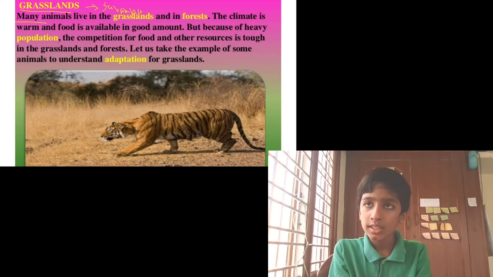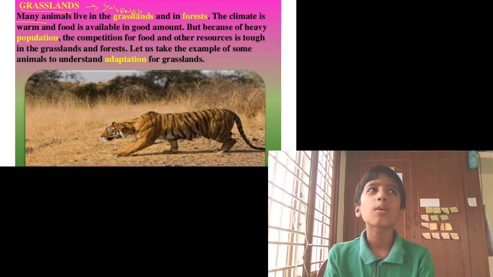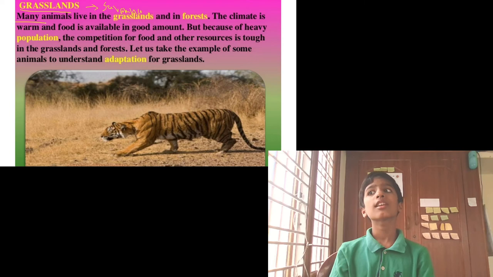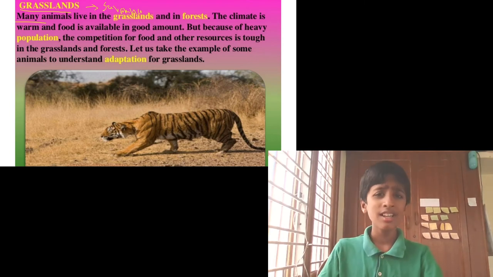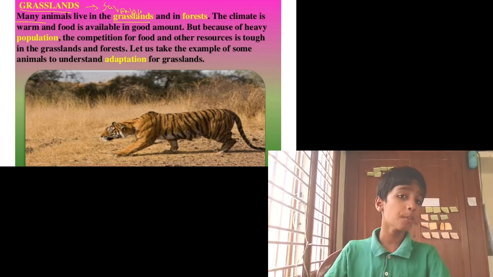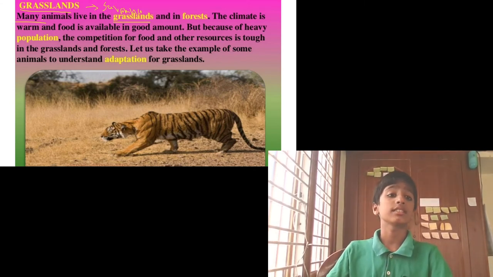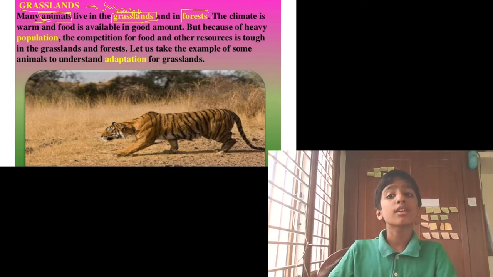Grasslands are also known as savannas. While learning the Tropic of Cancer and Tropic of Capricorn, equator, everything we were learning that time, the teacher was telling this. I don't know why, I forgot it. And now let's move on. So many animals live in grasslands. Many animals are found in the grasslands and in the forest too, but many are found in the grasslands.